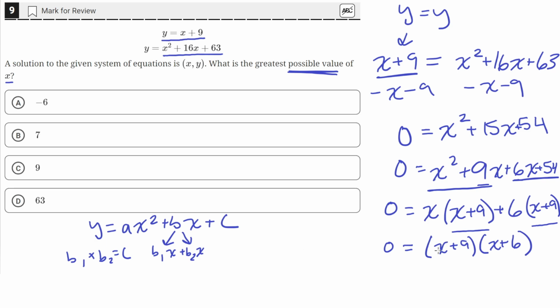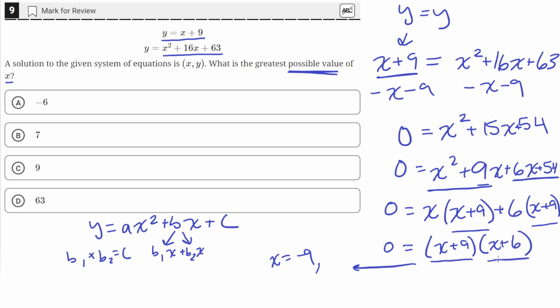So now that we've factored this quadratic, we can solve for values of x. So here, in order for this right-hand side to equal 0, since it's a product of two factors here, one of these has to equal 0. So this one here equals 0 when x is equal to negative 9, because negative 9 plus 9 is equal to 0, and 0 multiplied with anything is just 0. So that satisfies the equation.